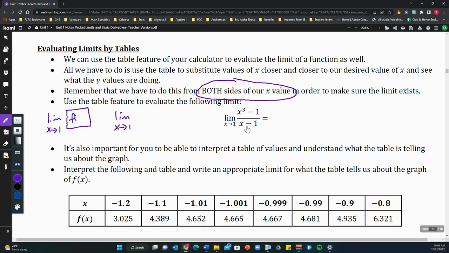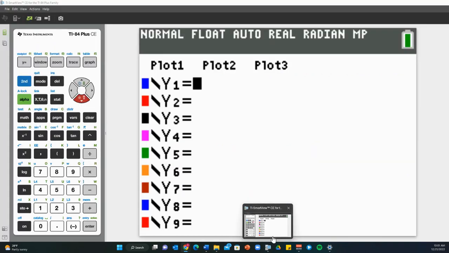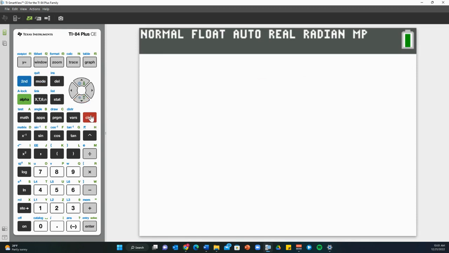So we can put function notation in here, so we could use the name of the function, or we can actually give the expression that the function is equal to. So in this case, we're working with x cubed minus 1 over x minus 1. There are some algebraic techniques that we can do with this, but I first want to show you how to do it in the calculator.